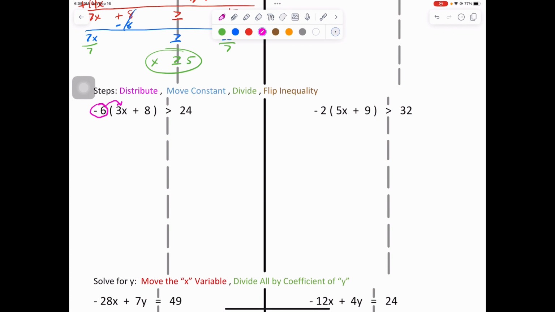So negative 6 times 3x is negative 18x, and negative 6 times 8 is negative 48. Bring down your greater than, bring down your 24. Okay, now we have to shift the constant that's hanging out with that x. All right, well, what's hanging out? Beautiful, negative 48.